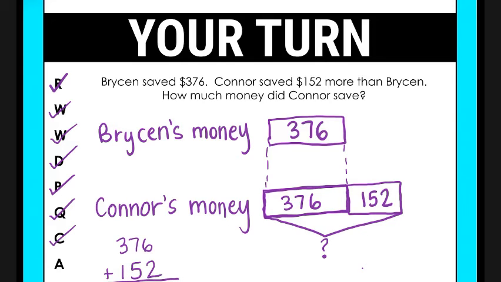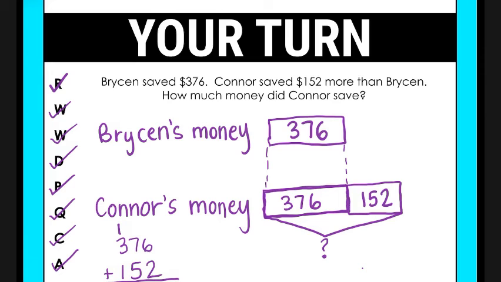Go ahead and solve this addition problem and then come back and check and see if you got the same answer as me. Okay, when I'm solving this, 6 plus 2 equals 8. 7 plus 5 equals 12. So I'm going to keep my 2 in the tens and regroup my 100. 1 plus 3 plus 1 is 5. Did you get an answer of 528? Great job if you did.